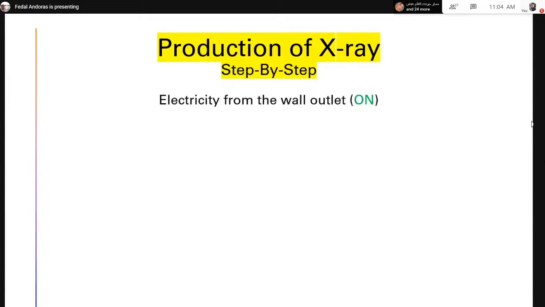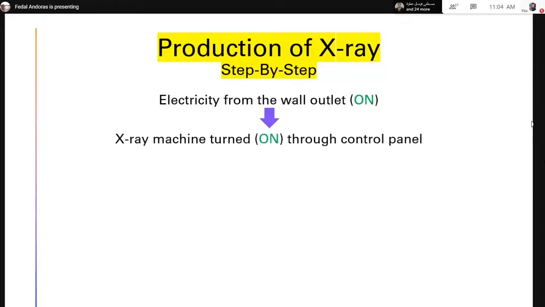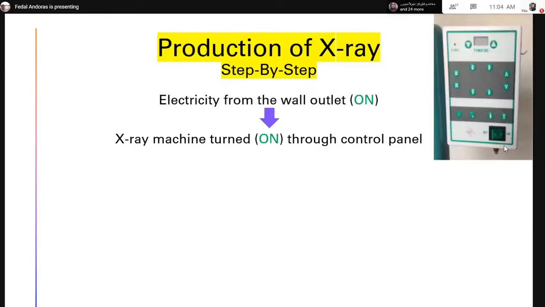We have electricity on the wall mount, the main switch. When you set this on, an X-ray machine is turned on through the control panel. Do you remember this button that is on and off on the control panel? If you don't have anything to do with it, at least turn it off. And you will see what will happen when this is on. Even the one on the wall, for security reasons, should be off, but if you don't turn that off, at least the one on the control panel should be off when it's not in use.